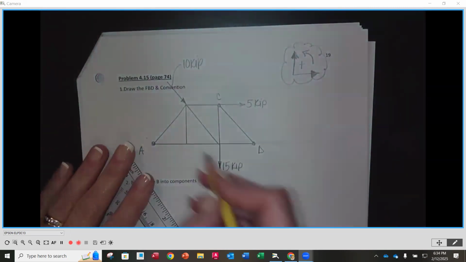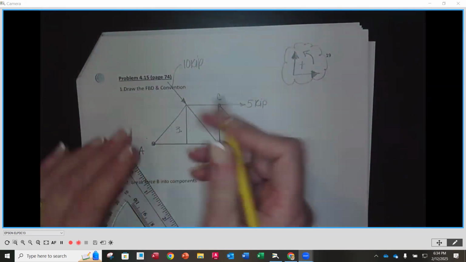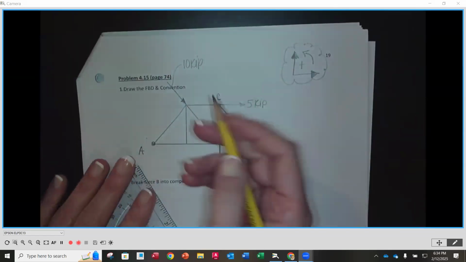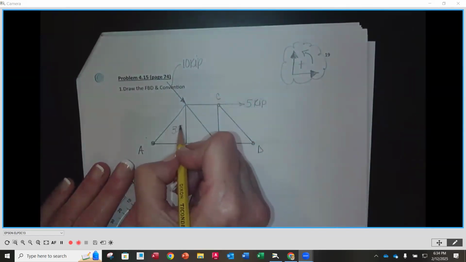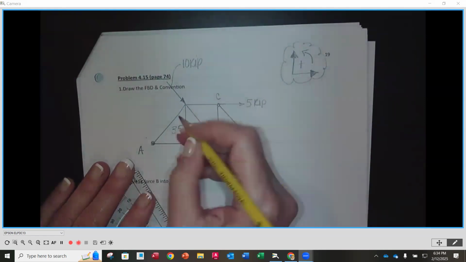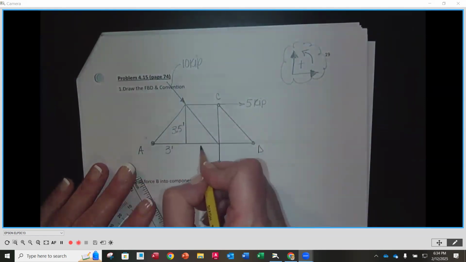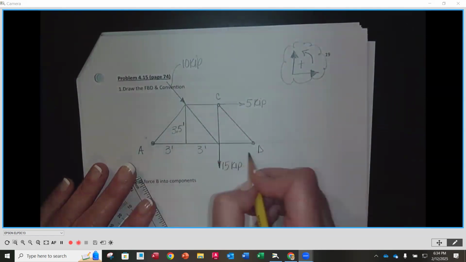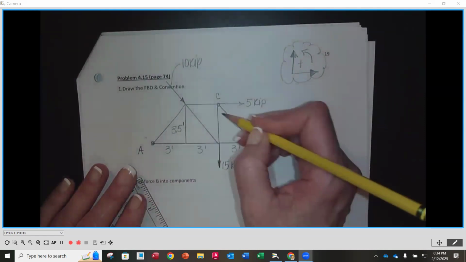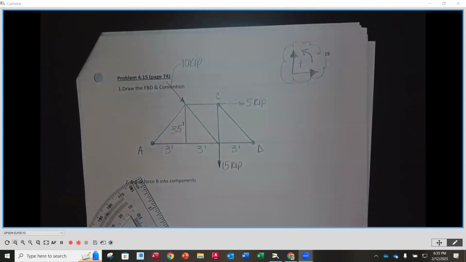And then we are given 3.5 feet. It's going to be our vertical distance here. Each one of these is 3 feet, 3 feet, 3 feet. Which then this is going to be 3 feet. And then these verticals are going to be 3.5.